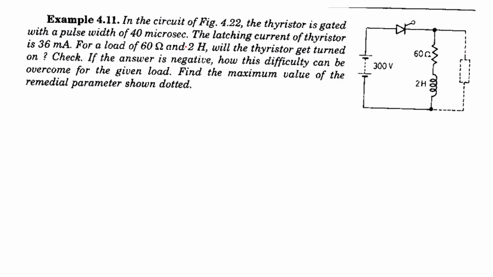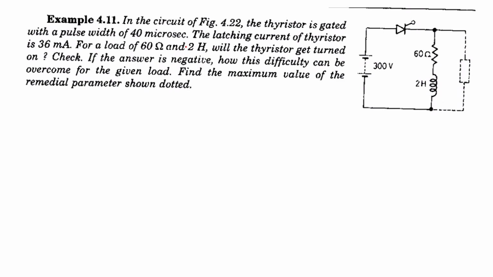So in this problem, the thyristor is gated with a pulse width of 40 microseconds. The latching current of the thyristor is 36 milliamps. This is the required latching current for a load of 60 ohms and 2 henries. Will the thyristor get turned on? Check if the answer is negative. How can this difficulty be overcome for a given load? Find the maximum value of the remedial parameter shown dotted.